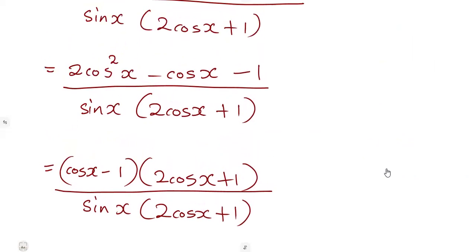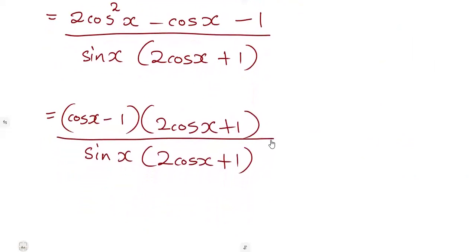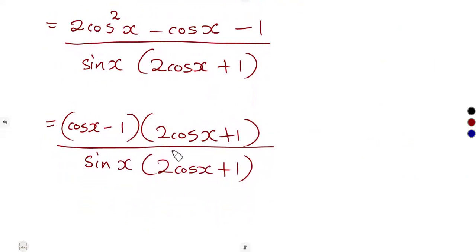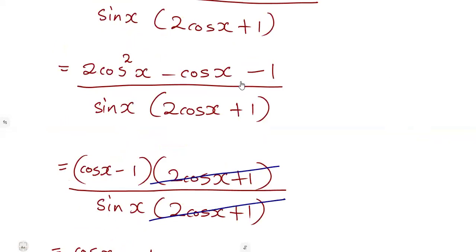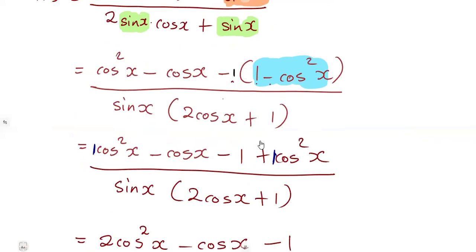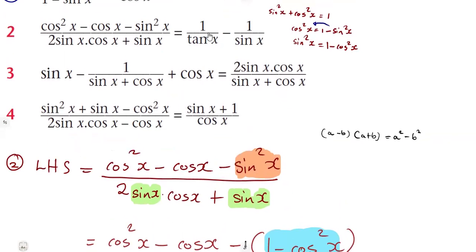As we have factorized our numerator, we can see that there's something common between the numerator and the denominator. This bracket and this bracket can cancel. So meaning to say, you are going to remain with the cosine of x minus 1 over the sine of x. Is it what we are given to prove here? No. They said we are supposed to get 1 over tan minus 1 over sine.